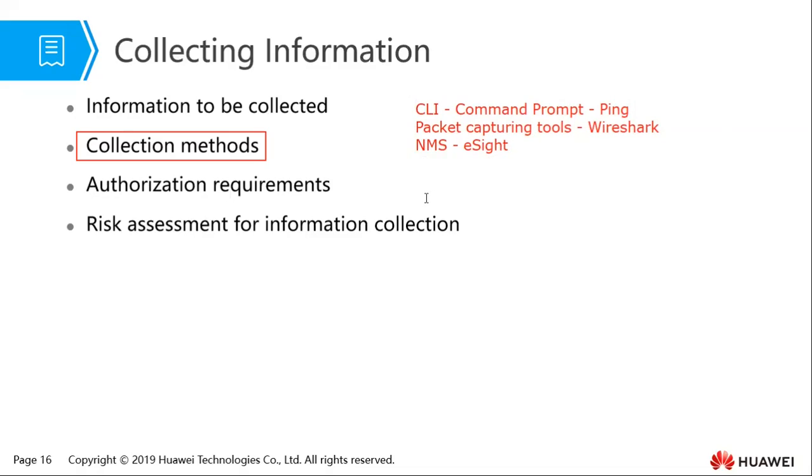You also need to attain authorization. For networks with strict information security requirements, you have to be authorized. Most of the time, this authorization should be an official document signed and maybe sent over email, or you have the physical document. Other than the authorization requirement, you also need to assess the risk involved in this particular process.